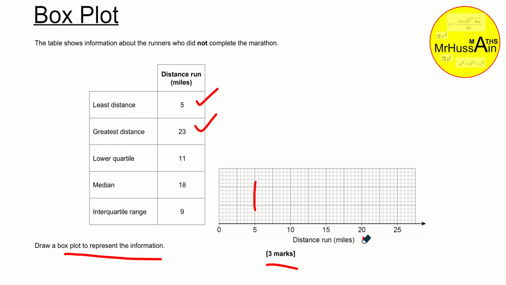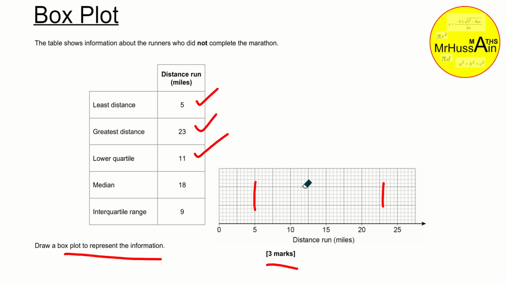The fact that you have got 5 and there's 10 boxes, that tells you 2 boxes represents 1. So I need to count in twos. 21, 22, and that is my 23.